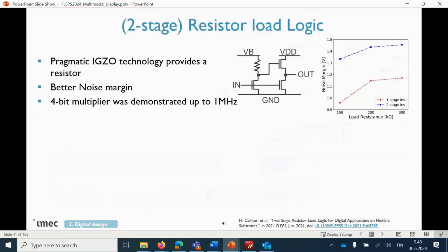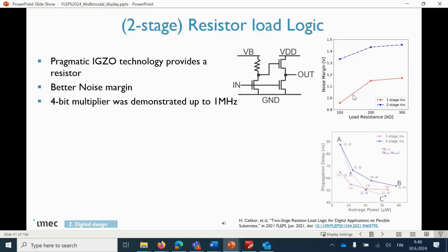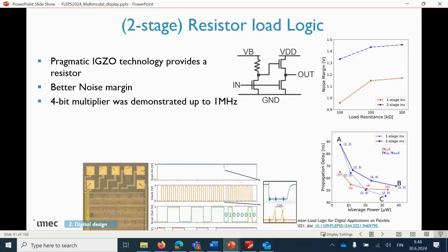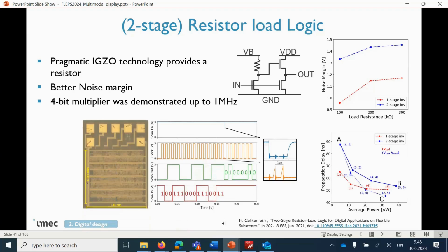And last but not least, there is also, as I said before, the resistor logic. There is also a 2-stage resistor logic on the same, let's say, pseudo-CMOS logic where you use a resistor. You have improvements in the noise margin compared to the 1-stage, but you pay some penalty, especially for low voltage, for the delay, the propagation delay, and the power. Again, there was a demo with a large circuit, a 4-bit adder working up to 1 megahertz with this logic.